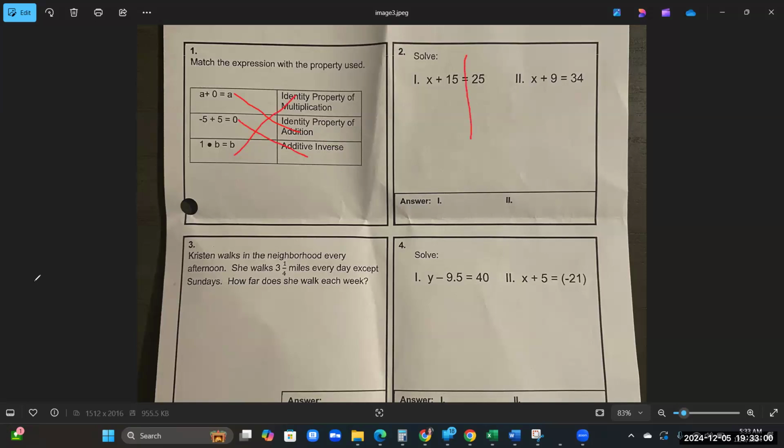I always separate my equation, and teach my students to do the same. And you always do the inverse operation. They added, so we need to subtract from both sides. So now we have x is equal to 25 minus 15, which is equal to 10.